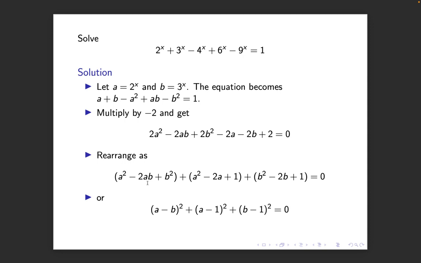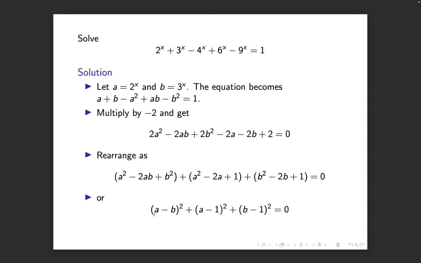So all of these terms are complete squares. The first one is a minus b squared, the second one is a minus 1 squared, and the third one is b minus 1 squared, all equal to 0. Now, since I have squares here, each of these terms is non-negative. So a minus b squared is non-negative, a minus 1 squared is non-negative, b minus 1 squared is non-negative. I have a sum of 3 non-negative numbers, all equal to 0. And the only way this can happen is that each of these terms is equal to 0.